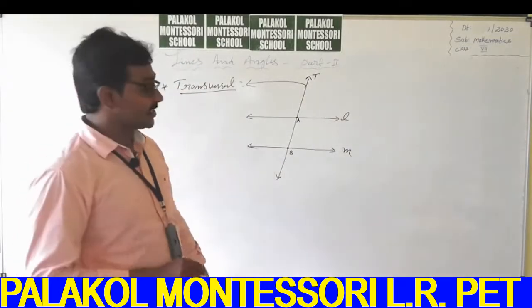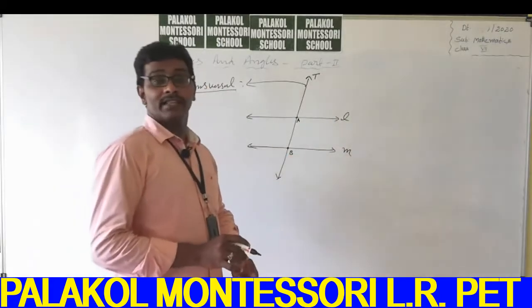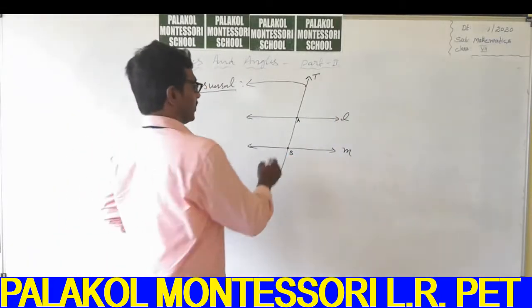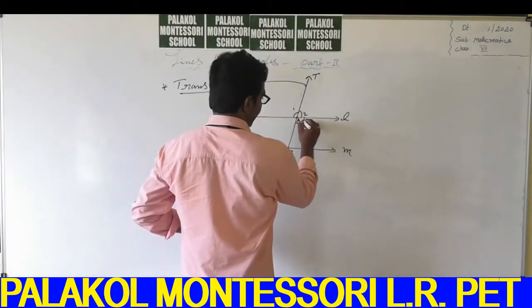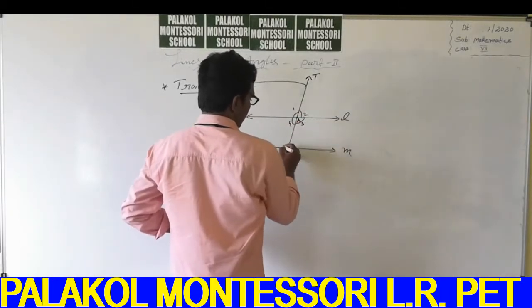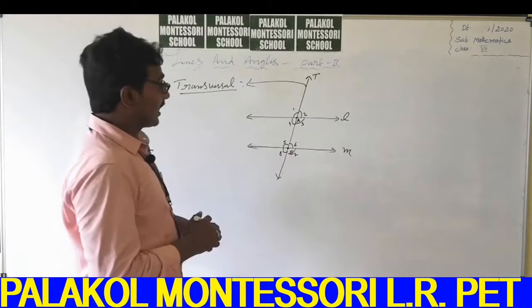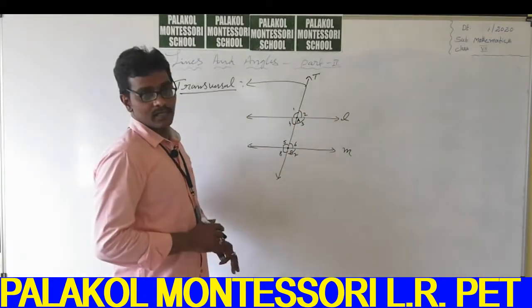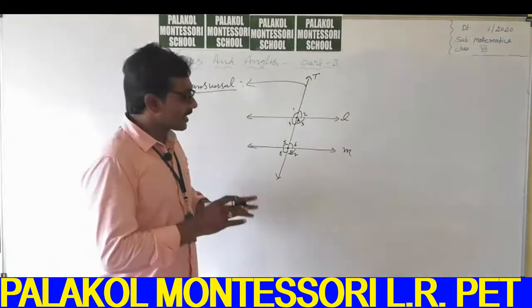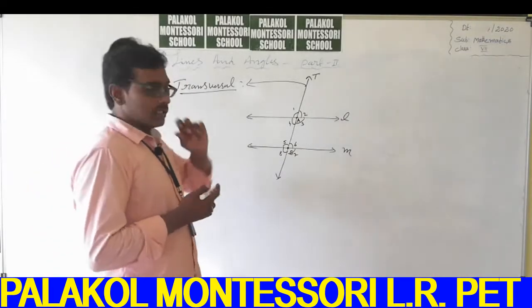In this situation, these lines make 8 angles. This is angle 1, angle 2, angle 3, angle 4, angle 5, angle 6, angle 7, angle 8. The transversal totally divides into 8 angles. Okay, clear? First, what the position is, I will explain that first, then the remaining.